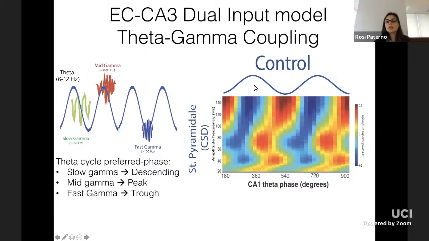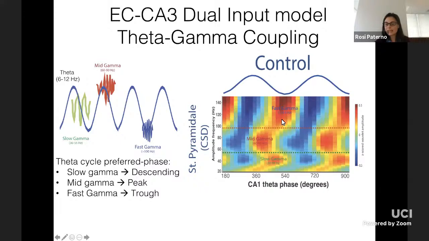So when we look at control animals, this is a distribution of the power of gamma oscillation across the theta cycle. This is an example of the theta cycle going from minus pi to plus pi, so trough to trough. And here we can see that there are three frequency bands: the slow gamma, the mid gamma, and the fast gamma.